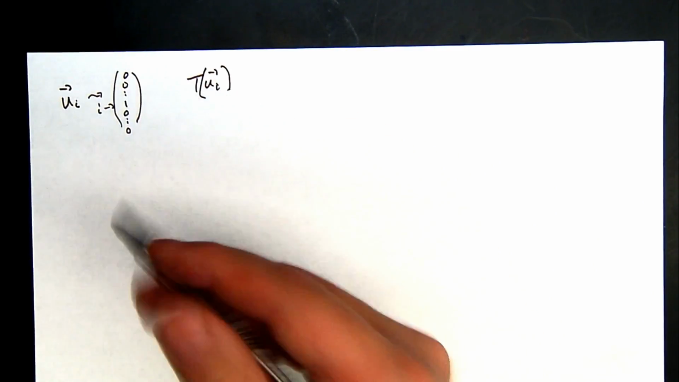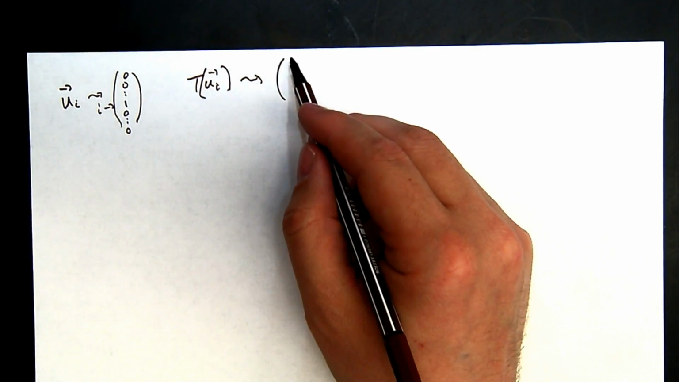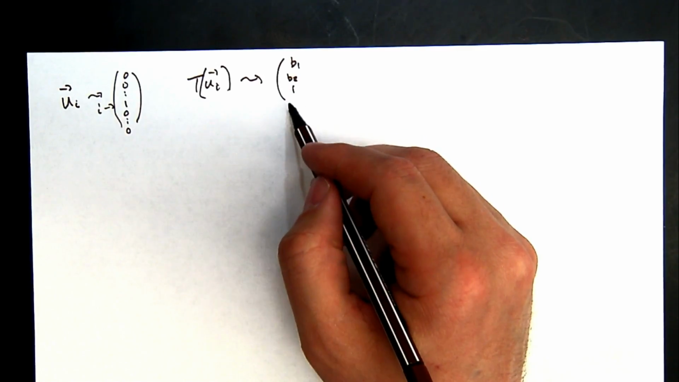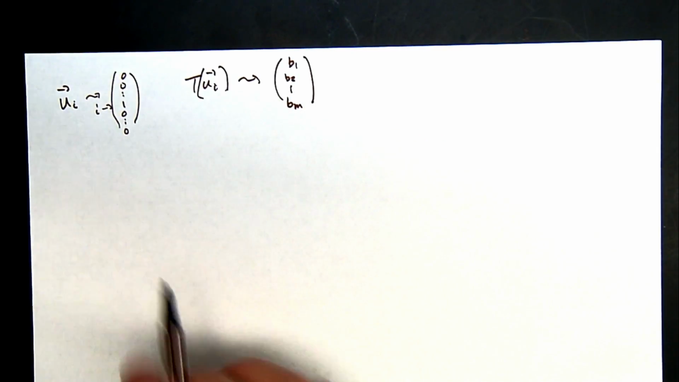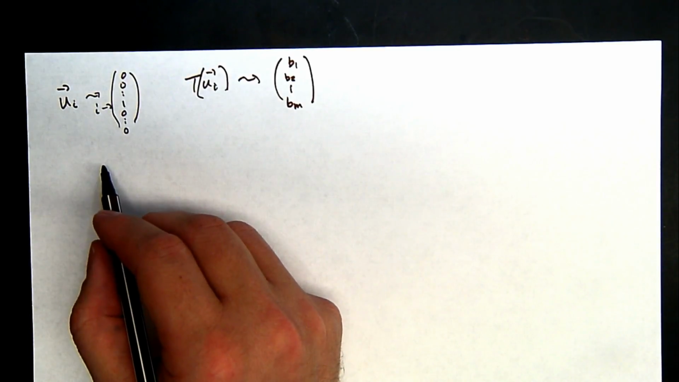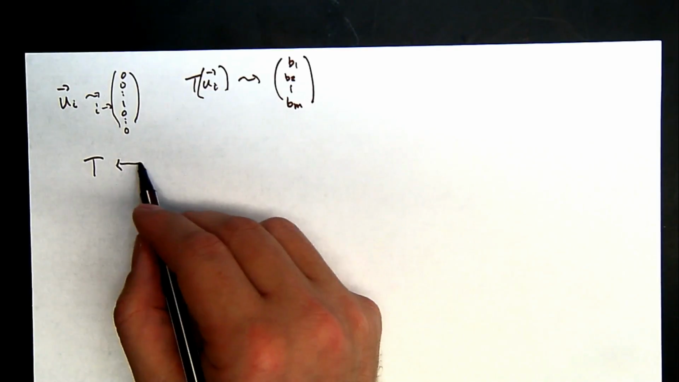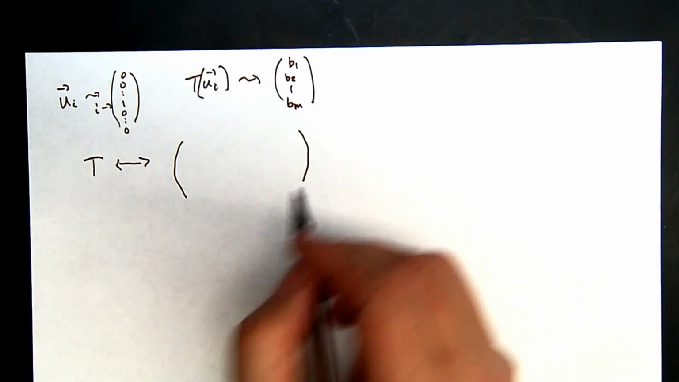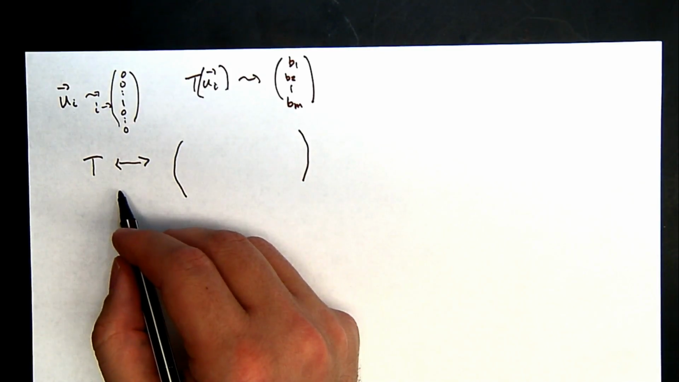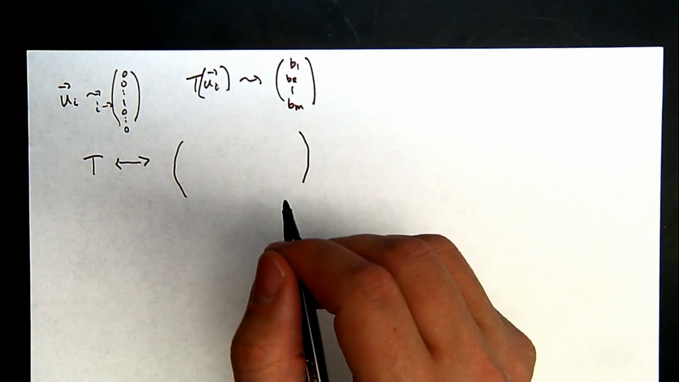And now when I take the transformation of that vector, so T of u_i, oftentimes we will suppress the parentheses here. Well, what that's going to do is it's going to go to something, b_1, b_2, down to b_m. And now what we can do is we just make the following convention. We can associate T with an array of numbers. So T is going to be associated with the following.